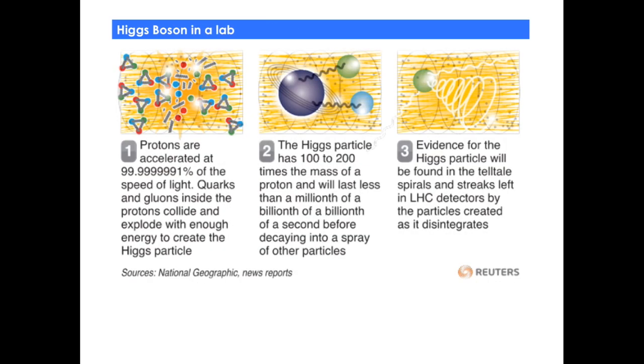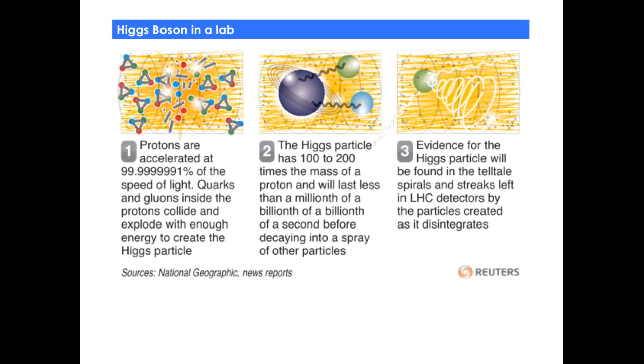Higgs boson in a lab. The first step is that protons are accelerated to 99.99% of the speed of light. Quarks and gluons inside the protons collide and explode with enough energy to recreate the Higgs particle.